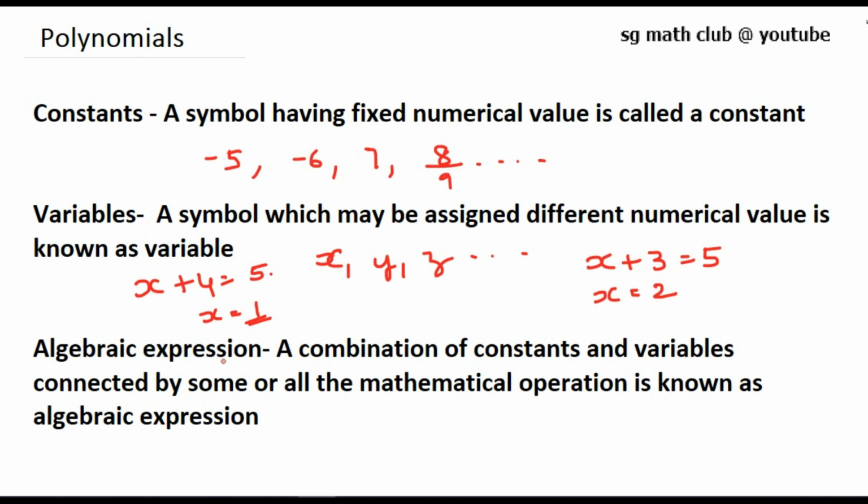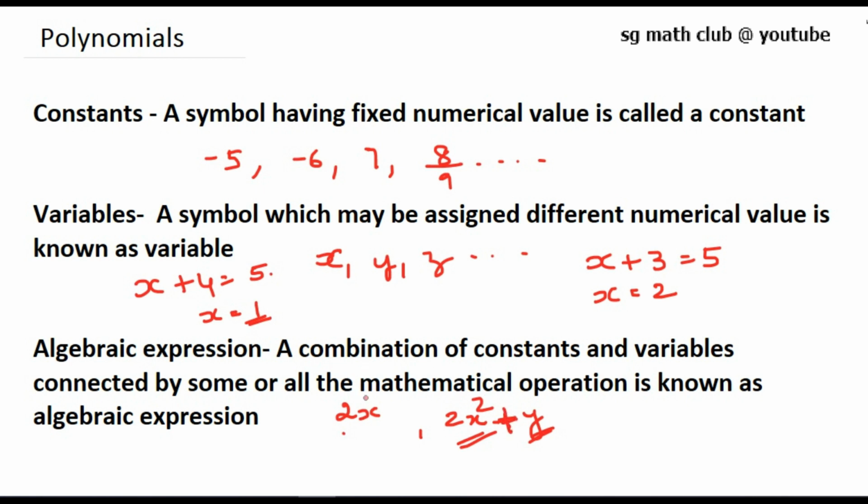Now the third one is algebraic expression. A combination of constants and variables connected by some or all of the mathematical operations is known as an algebraic expression. For example, 2x is an algebraic expression, or 2x square plus y is an algebraic expression. Here 2x means 2 into x. A constant and a variable are connected by the mathematical operation multiplication. Here in 2x square plus y, the two terms are connected by the mathematical operation plus.